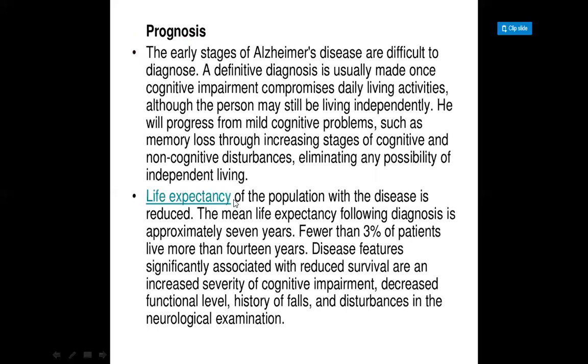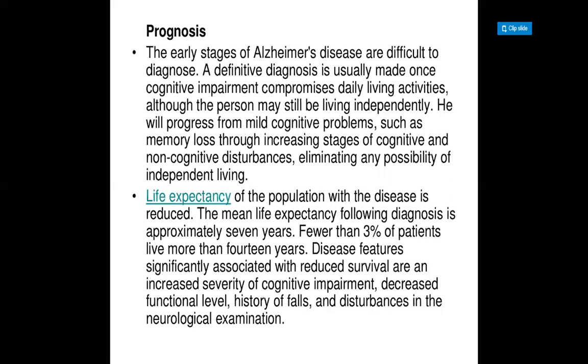Then, what about the prognosis? The prognosis of the disease is difficult to diagnose. A definitive diagnosis is usually made once cognitive impairment compromises daily living activities. It means we will not confirm the diagnosis early; it will be difficult to diagnose or confirm Alzheimer's disease.